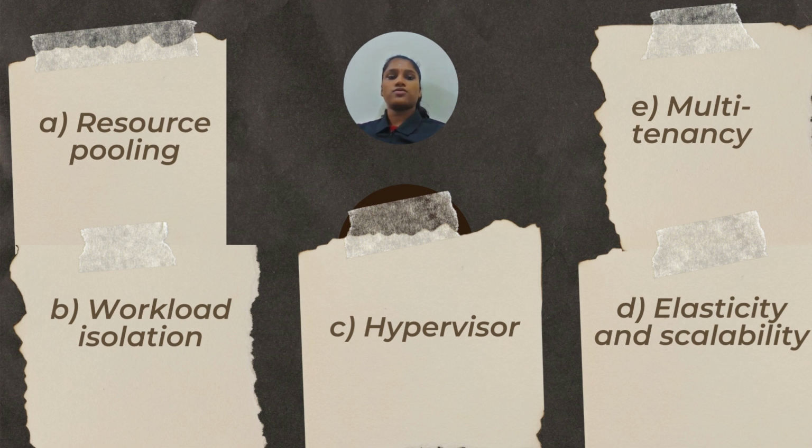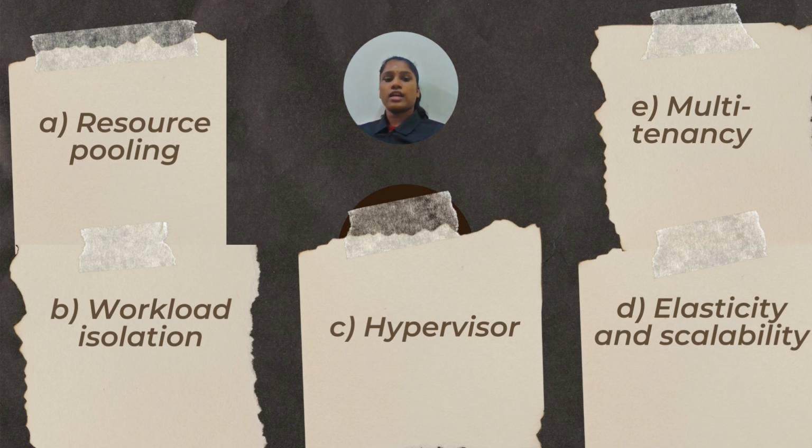By isolating workloads from one another through virtualization, cloud companies can stop them from interfering with one another and negatively affecting their performance. Third one is hypervisor. On the physical server, the cloud provider deploys a hypervisor, also referred to as a virtual machine monitor.